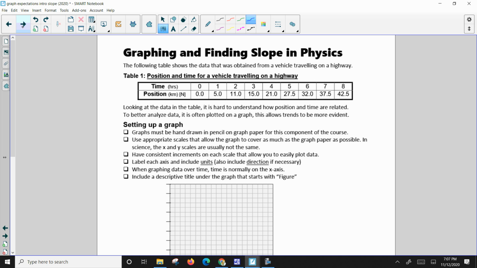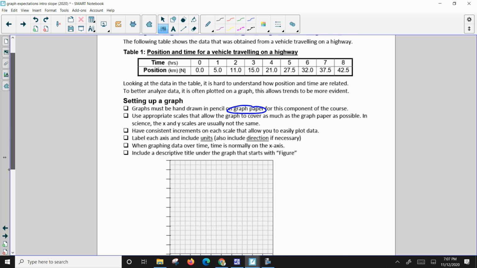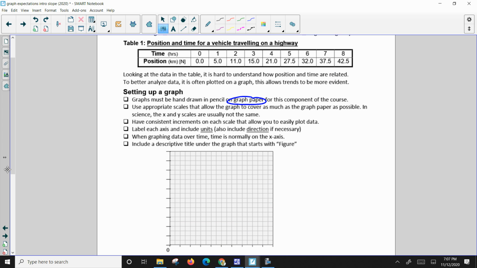When you're setting up a graph, there are a few things you have to keep in mind. Number one, make sure you're plotting on graph paper. It's really important. You want to make sure you graph accurately. And you have to set up the scales. Your scales in the X and Y are not the same. Very rarely are they the same in size. So it's very different than math, so keep that in mind.